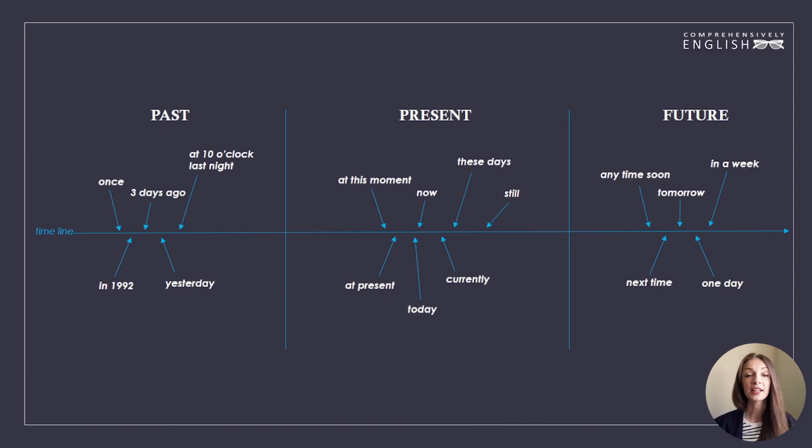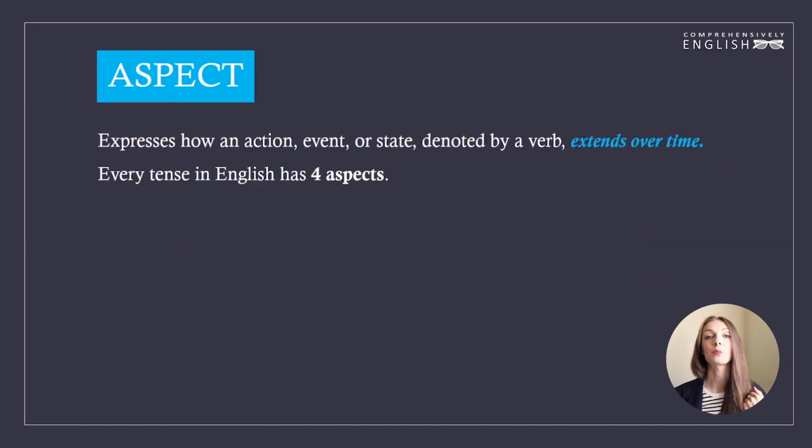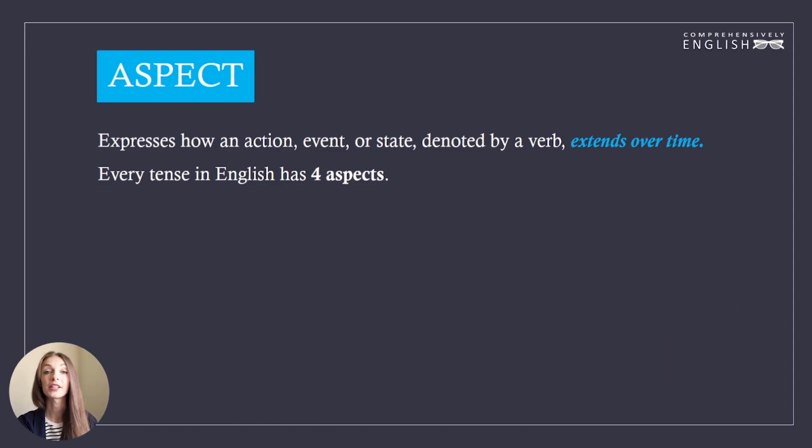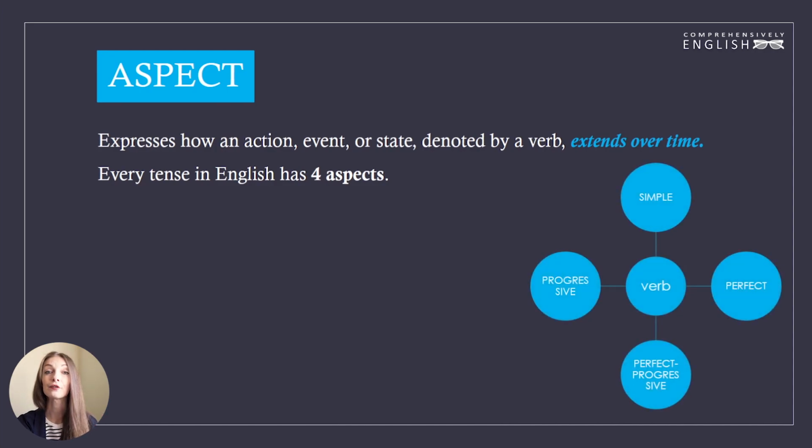Each of these big tenses is subdivided into four subtenses, or grammatical tenses, depending on what quality or aspect of action they describe. Aspects express how actions or states denoted by a verb extend over time. Every tense in English has four aspects: simple, progressive, perfect, and perfect progressive.